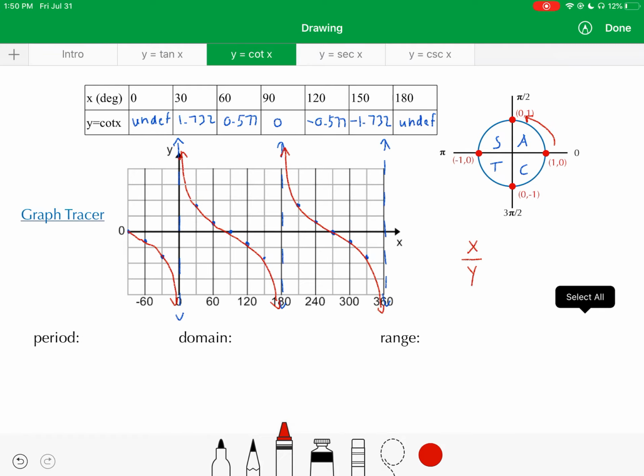The period for this is going to be 180 degrees. The domain is based on the asymptotes, which occur at 0 degrees and then not again until 180. So I can just say x is not equal to 180 n. And then my range is all real numbers.